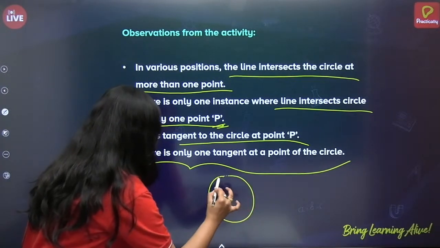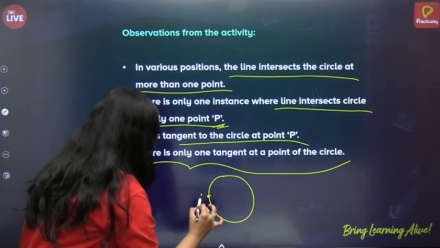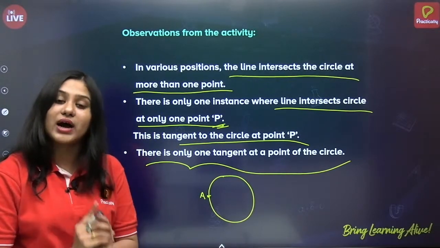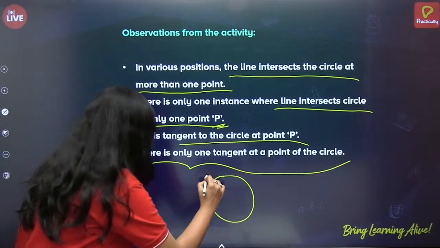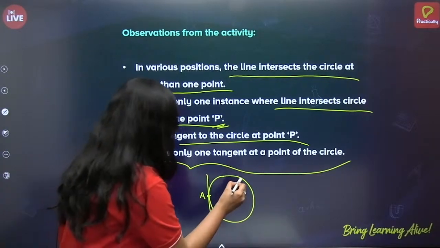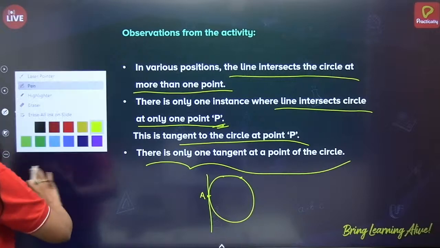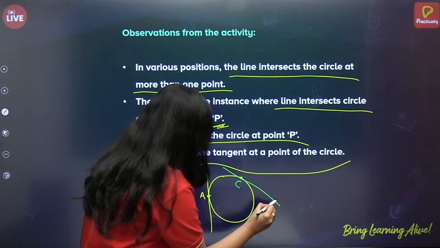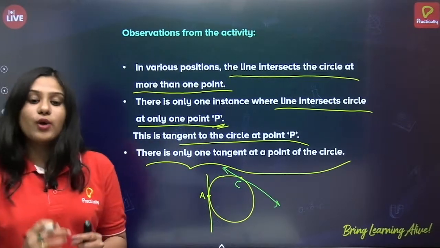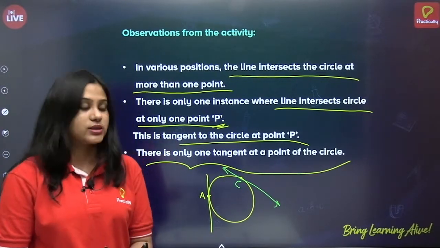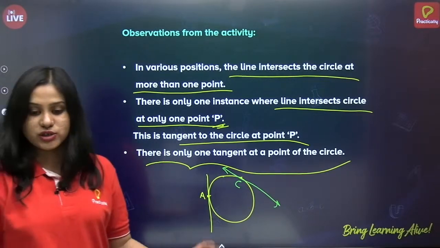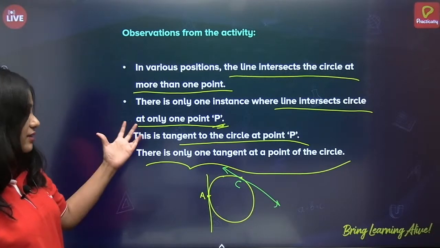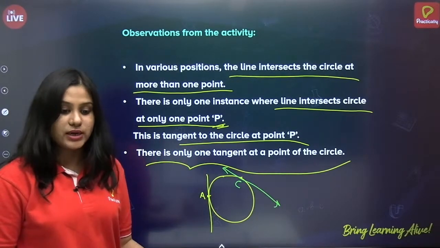Let us draw a circle. Now if I take this point A on the circle, I can draw only one tangent. Now suppose I take this point C. At this point C, I can only draw one tangent. So at any given point of the circle, I can draw only one tangent. Hope you have understood everything about the activity and also the observations from it.